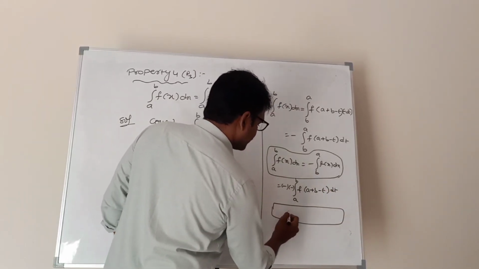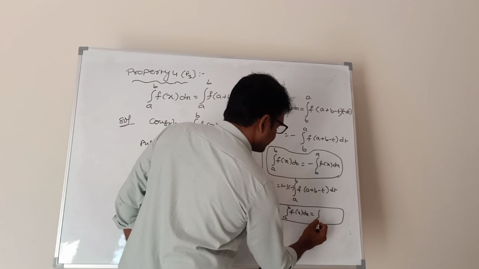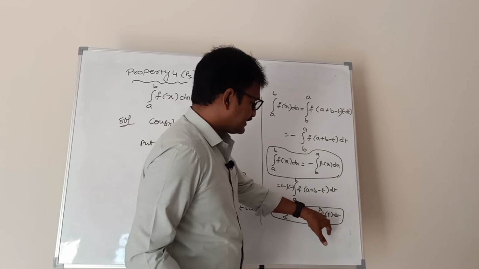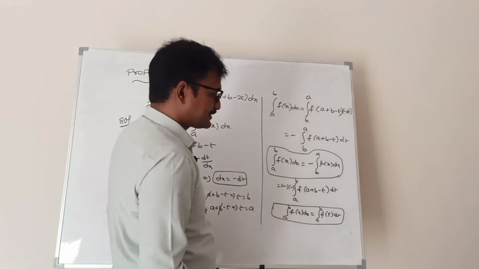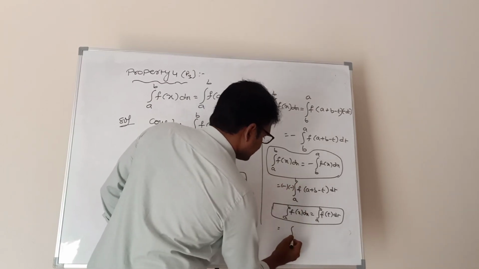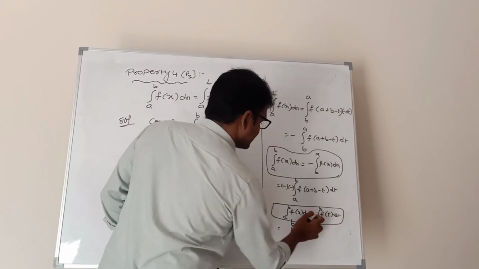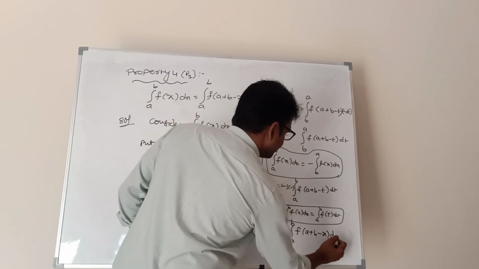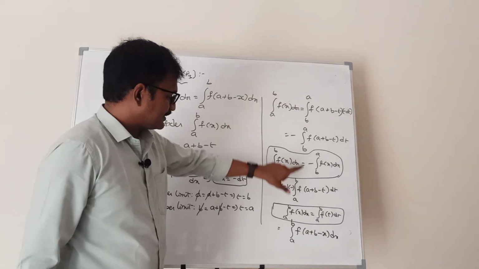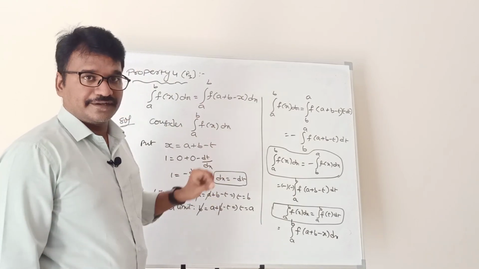According to property number 1, integration of a to b f of x dx is equal to integration of a to b f of t dt. Wherever x is there we can replace with t, and wherever t is there we can replace with x. So according to this property, minus into minus becomes plus: integration of a to b f of a plus b, in the place of t we can replace with x, into dx. So from this LHS, a to b f of x dx is equal to a to b f of a plus b minus x dx. This is the most important property in definite integration.